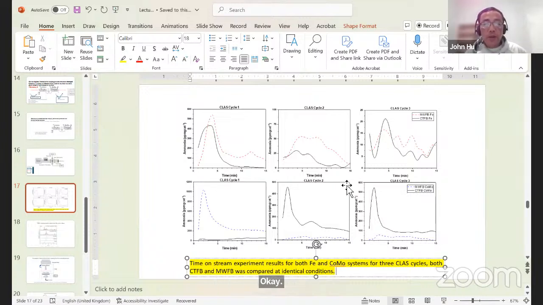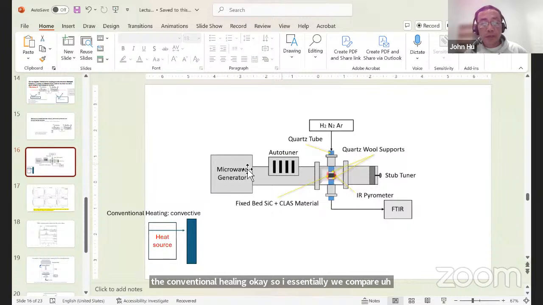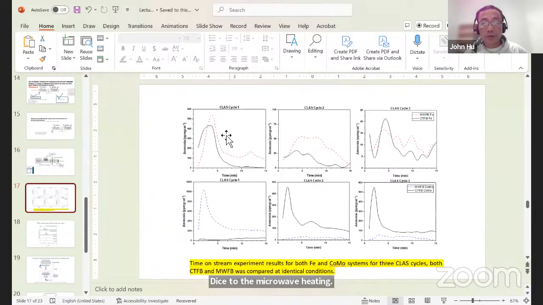The first cycle shows the iron catalyst. Okay, so if you look at the label, the dashed line, which is the right dashed line, is the microwave heating. So the solid black line is the conventional heating. Okay, so essentially we compare the dashed microwave heating with conventional heating.